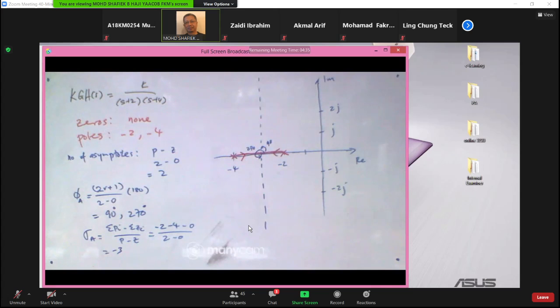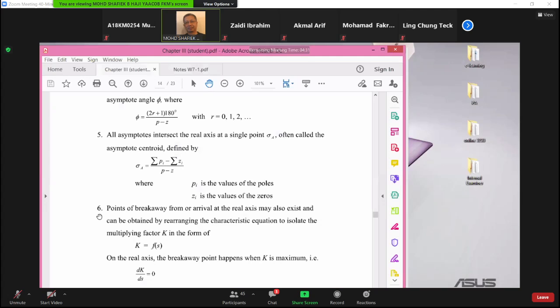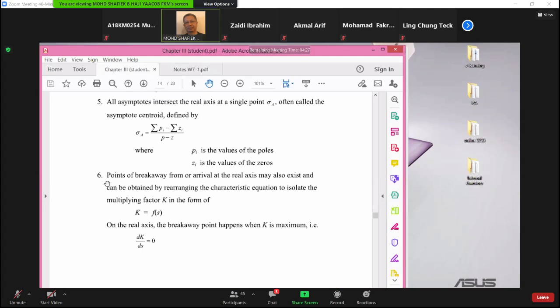So the breakaway point can be computed using the sixth guideline here. Points of breakaway from or arrival at the real axis may also exist. In this case, we have that point. We can compute that by writing the characteristic equation. Rewrite the characteristic equation as k as a function of s, and differentiate that with respect to s equals 0, and then we can get the breakaway point.